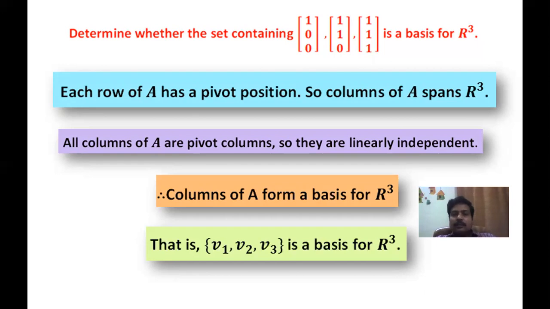So here we have three pivot columns, which are formed in a 3 by 3 matrix. So these three can form a basis for R3.